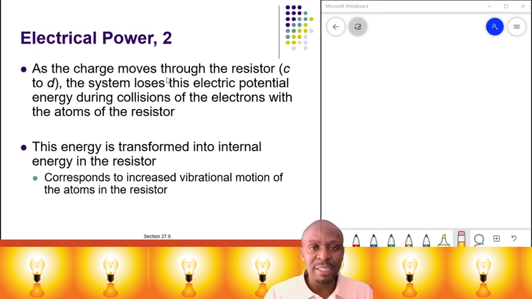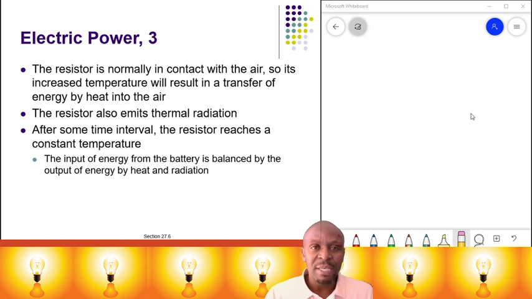Now, as the charges move through the resistor from C to D, the system loses electrical potential energy during collisions of electrons with the atoms of the resistor. This energy is transformed into internal energy in the resistor, corresponding to the increase in vibrational motion of the atoms in the resistor. As a result, the resistor will heat up and lose that energy as heat radiation. Now, the resistor is normally in contact with the air, so it increases in temperature, which results in the transfer of energy by heat into the air.